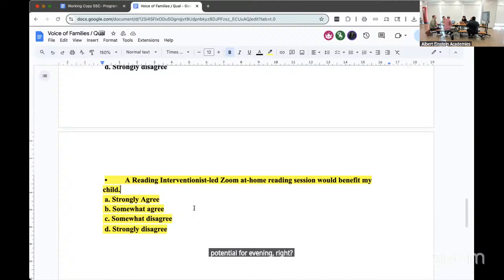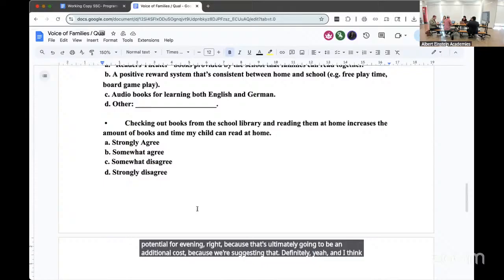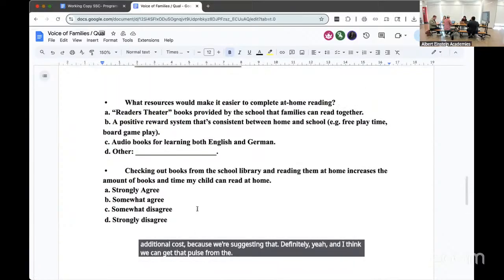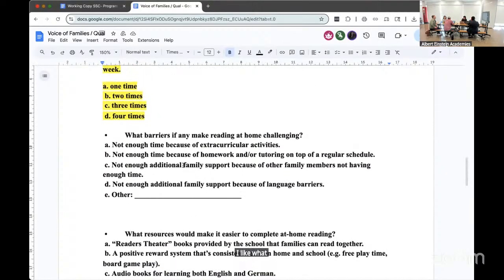Because that's ultimately going to be an additional cost because we're suggesting that. Definitely. And I think we can get that pulse from the question about what barriers there might be at home. Yeah, I think so. It might lead us to get there. I thought these were, I like the what barriers at home question, I think that was great.